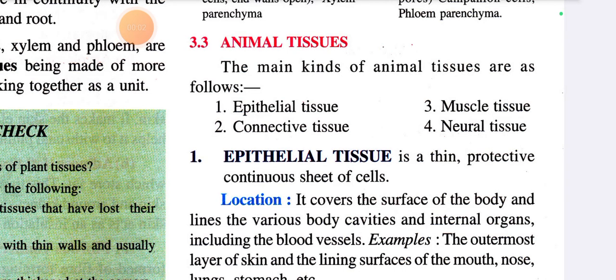Hello there, let's continue with part 2 of animal tissue. So basically there are four main types of animal tissues. First, epithelial tissue, connective tissue, muscle tissue and neural tissue. Let's understand what is epithelial tissue.